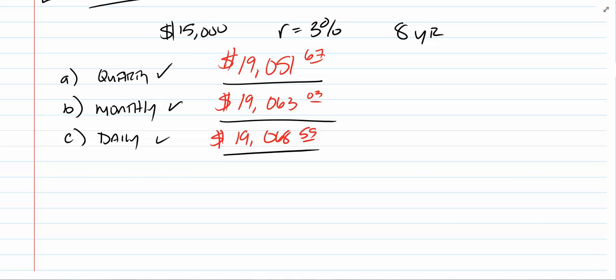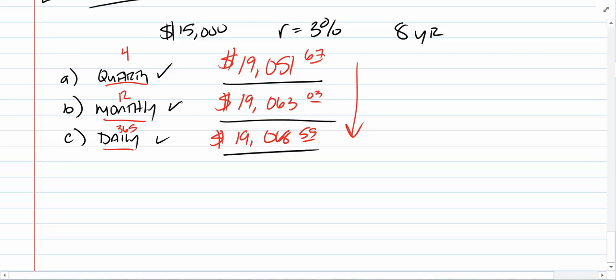So here we go. We've got quarterly, monthly, daily. We have these values that we did if we plugged them in. What can you say about the more times that we compound, right? Quarterly would be 4 times. Monthly would be 12 times. Daily would be 365 times. So what can you say? What does it seem like?